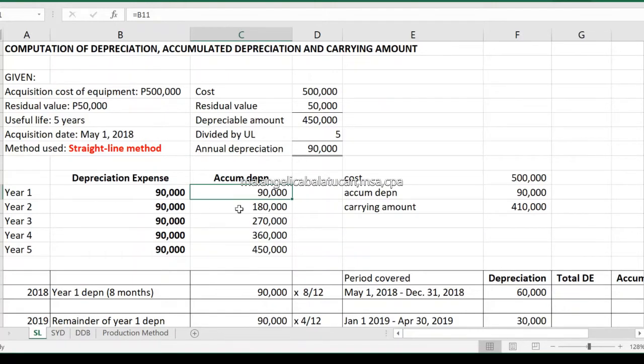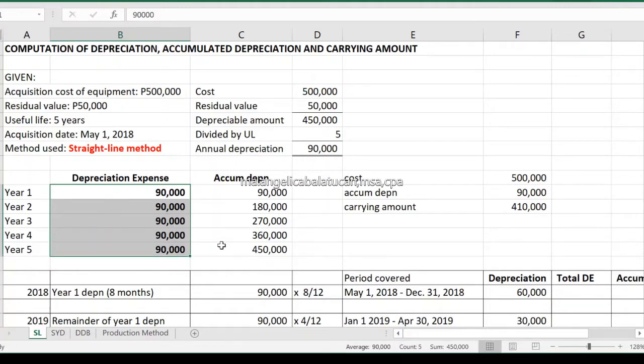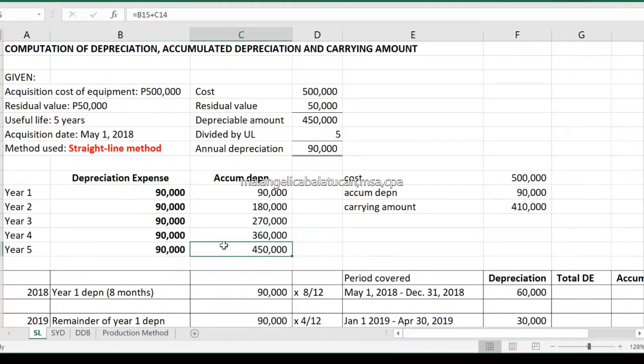And then for year two, our accumulated depreciation would be 180,000, which is the sum of the year one and year two depreciation. After year three, our accumulated depreciation would be 270,000, which is the sum of 90,000 for year one, 90,000 for year two, and 90,000 for year three, and so on. On the last year of its useful life, your accumulated depreciation should be 450,000 pesos, which is equivalent to our depreciable amount. So the carrying amount after year 5 would be 50,000 pesos, which is equivalent to our residual value.